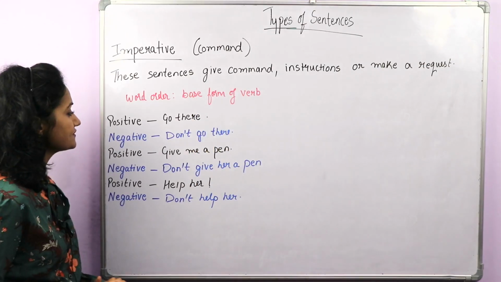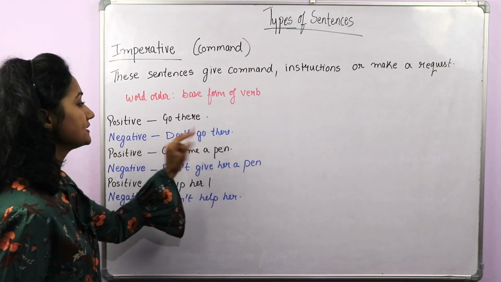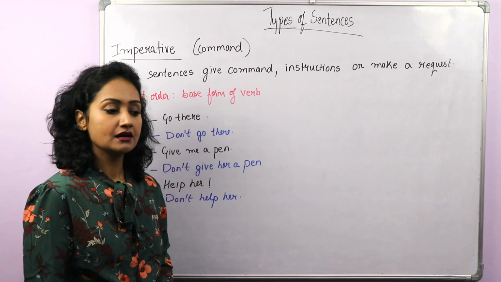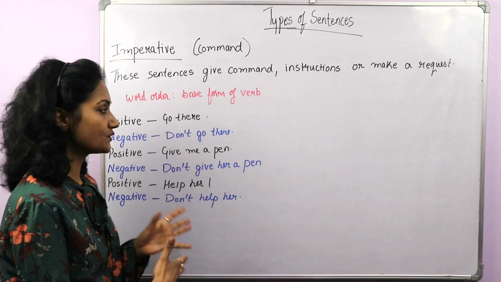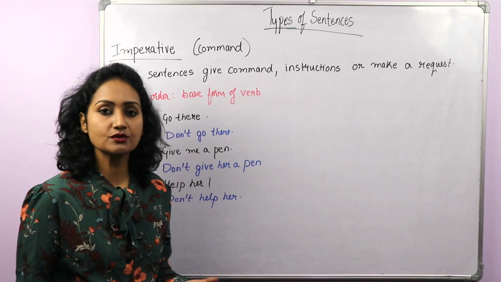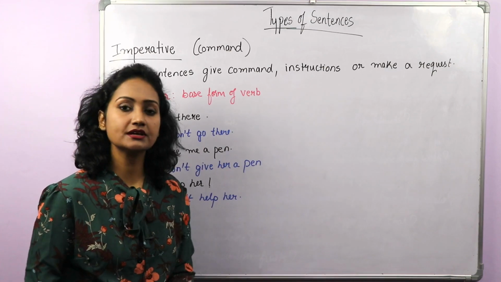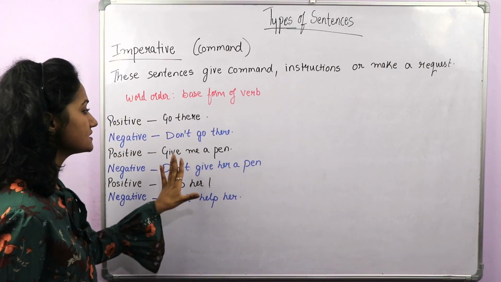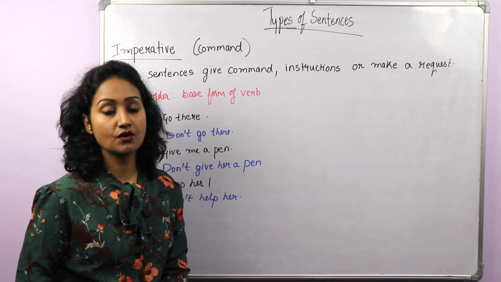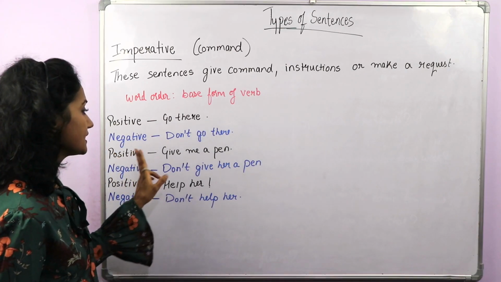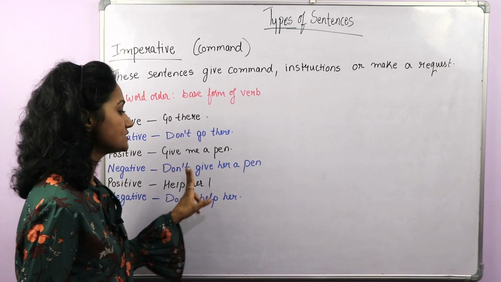Let's have some examples. Go there, it's an instruction. Go there, sit, clean it. So these are all commands or instructions, or you can make a request also: please go there, it's a request. So it's a positive request or positive instruction. Negative: do not go there or don't go there. Now next is give me a pen. Don't give me a pen.